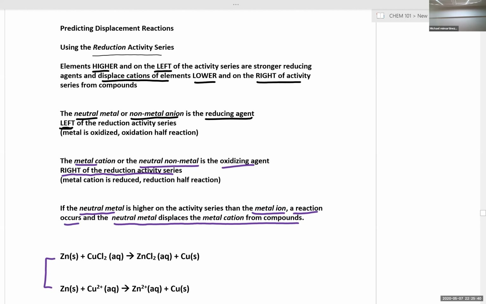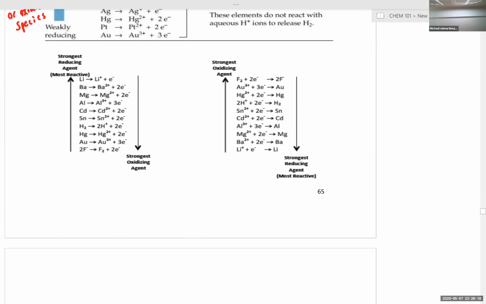Would someone like to volunteer? I'm not asking whether it's an oxidizing or reducing agent, just what is the identity of our metal ion? Is it zinc, copper? What is the identity of our metal ion on the left-hand side of our equation? Zinc is our pure metal. What is our ionic species? Copper. Yep.